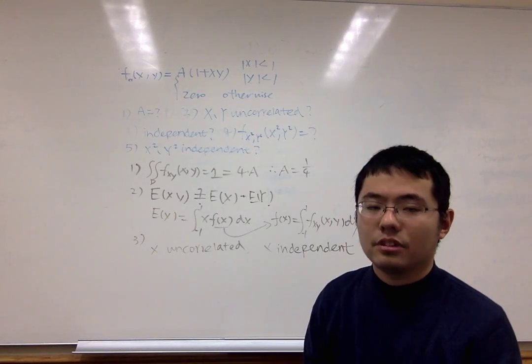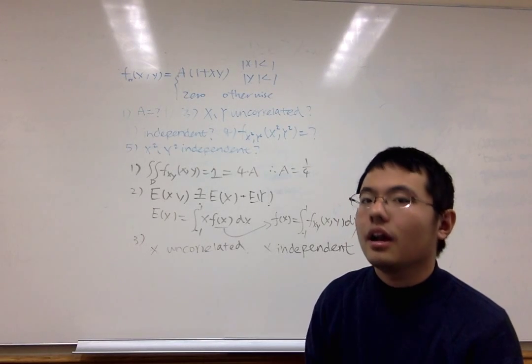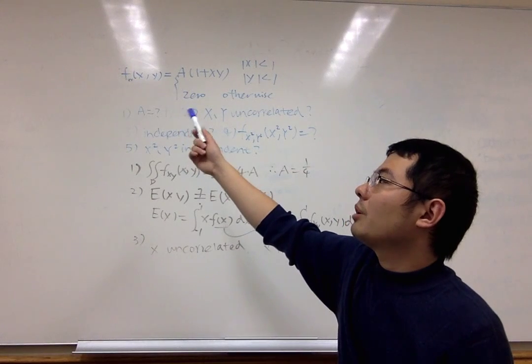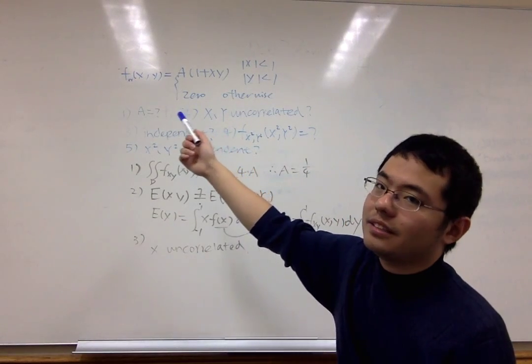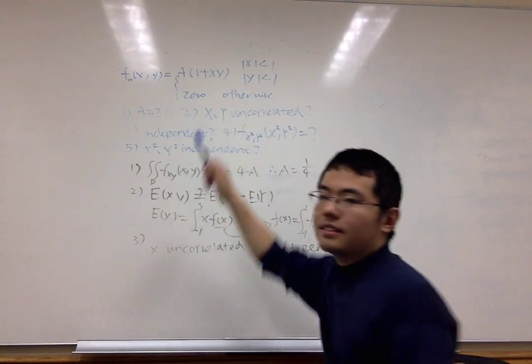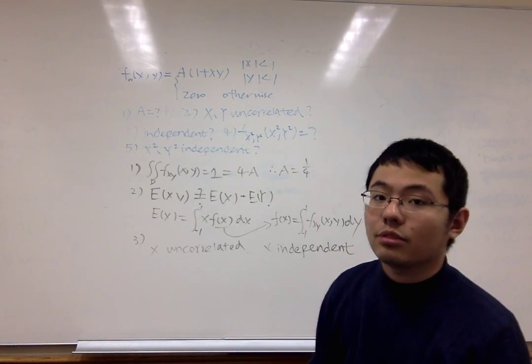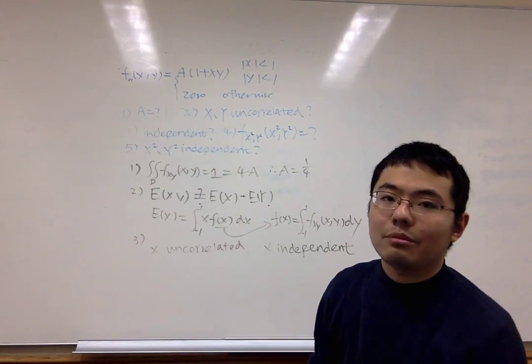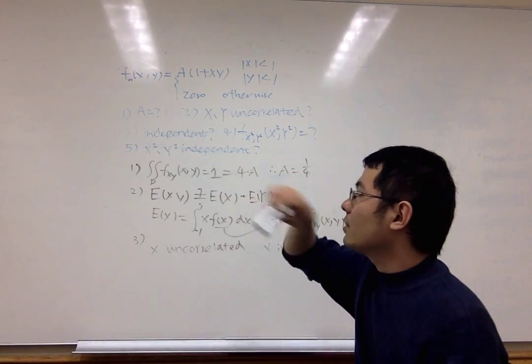Okay, so in the first problem of our homework 6, we're given a joint probability density function of random variables x and y. It's a non-zero area. It's a square, and we have 5 problems to deal with. So let's take a look at the first.